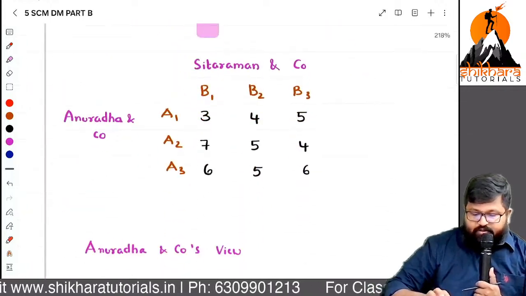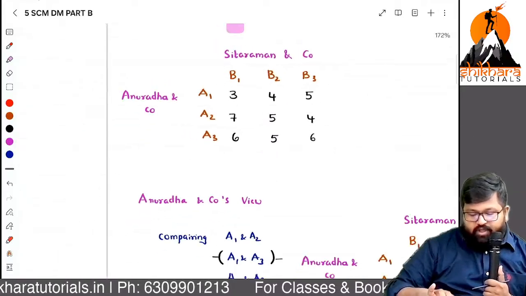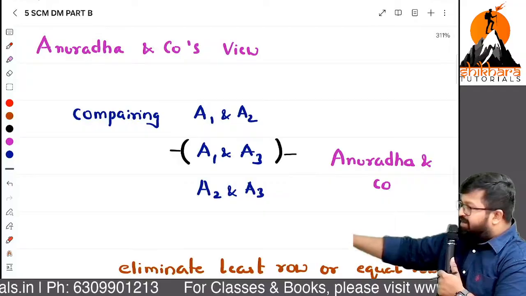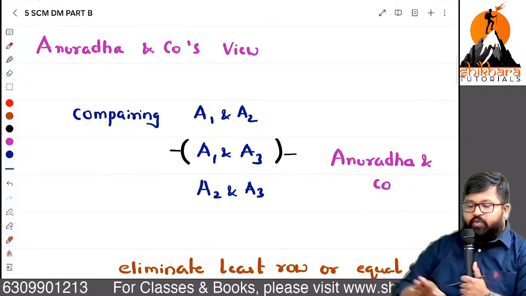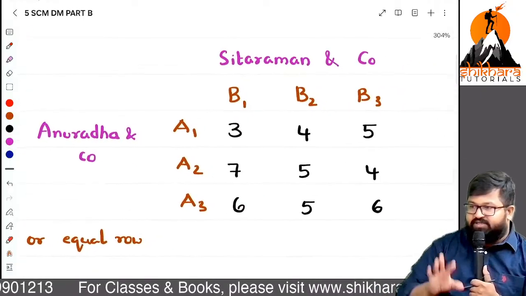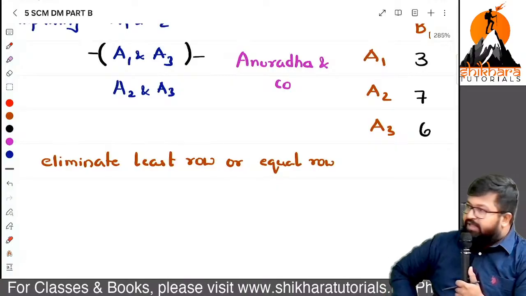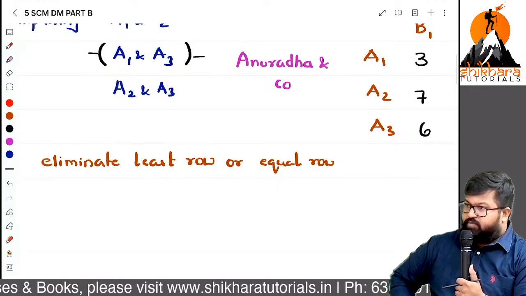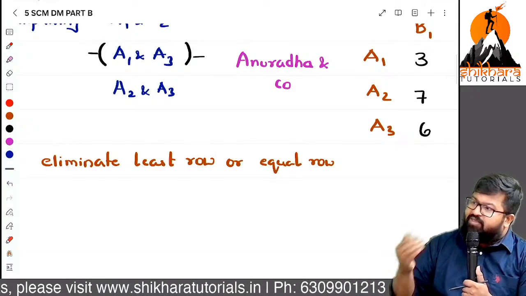Okay. Sir, this is the matrix which I represented there. And of that, what comparisons are we having, ma? A1, A2; A1, A3; A2 and A3. Okay. When we are making comparisons, which part should we eliminate, ma? Eliminate the least row or an equal row. If the values are equal at one point, that is also fine. We can eliminate the least row.